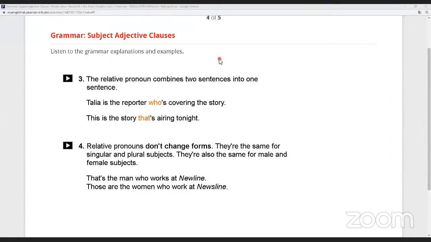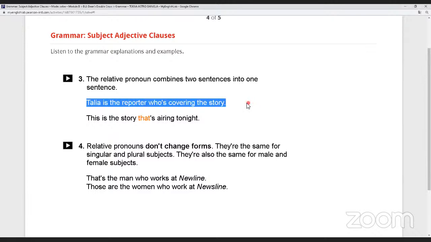Okay, as I told you at the beginning, right? The relative pronoun is like a connector, right? So it is going to connect two sentences into one sentence. Sally is the reporter. Okay, so I'm going to say, what relative pronoun do I have to use? Okay, so if my subject is the reporter, I'm going to use who. Who. Okay, in my adjective clause, I'm going to find more information. Tell the reporter who is covering the story.